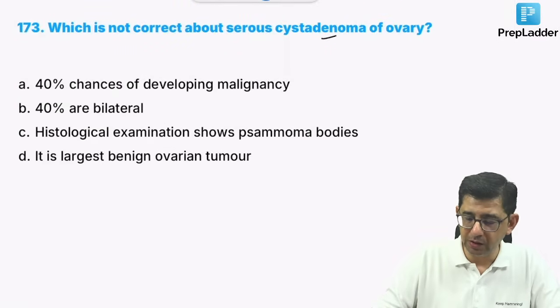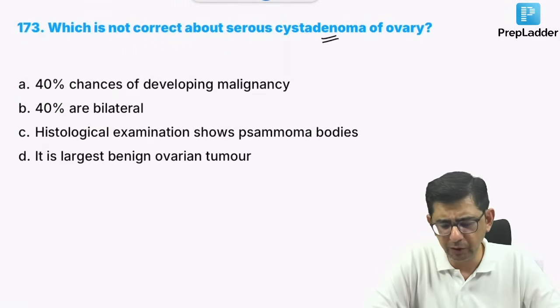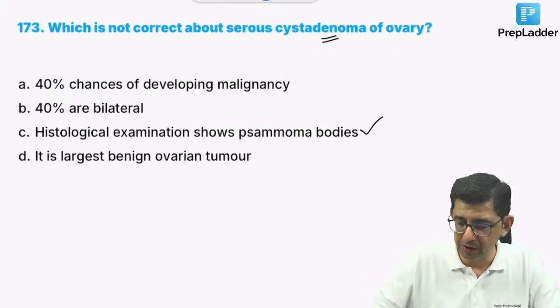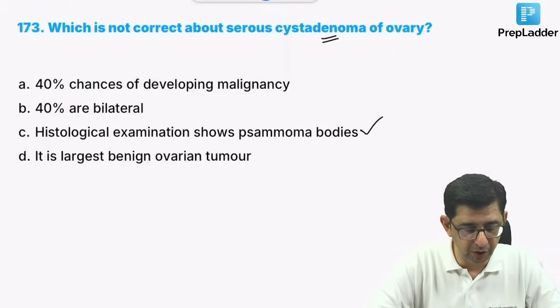Okay, then serous cystadenoma of the ovary, where we read about psammoma bodies. So one was an easy pickup. And it says which of the following is not correct.